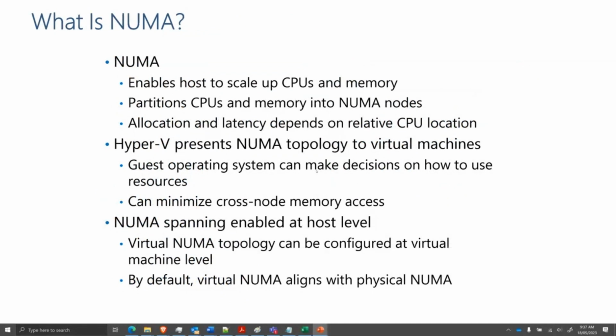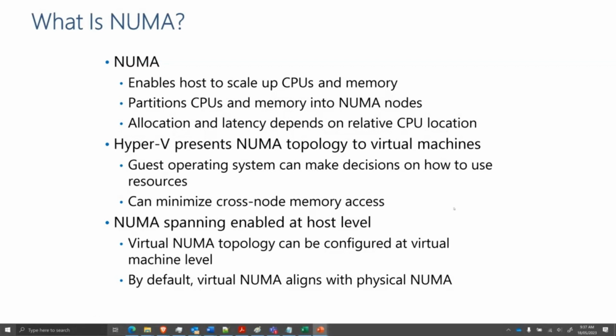Like I said, NUMA, non-uniform memory access, enables hosts to scale up CPU and memory. It partitions CPU and memory into NUMA nodes, and then allocation and latency depend on the relative CPU locations. Hyper-V presents the NUMA topology to the virtual machines. The guest operating systems can make decisions on how to use the resources, and you can minimize cross-node memory access. What does that last point mean? It means that the various virtual machines won't access other virtual machines' memory.